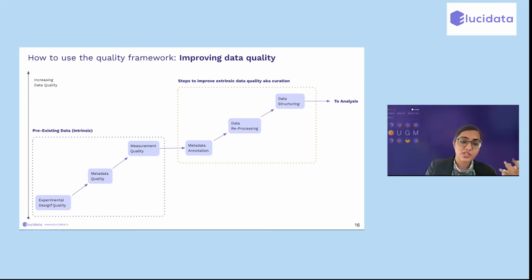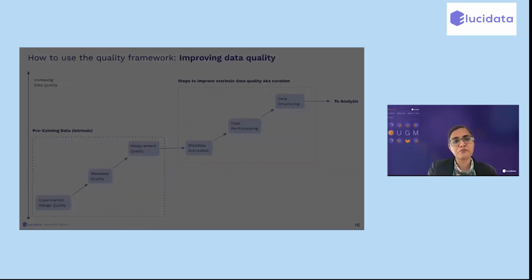So if you are in control of data generation, think about both intrinsic quality of the data that you're generating, as well as what you can do to improve it once that data has been generated. So how are you storing and annotating the metadata? Do you need to reprocess the measurements that you have made to remove technical or batch artifacts? Like, for example, do you need to do sample outlier detection? And do you need to structure the data to make it more machine readable, for example? So that's one way in which this framework can be used.